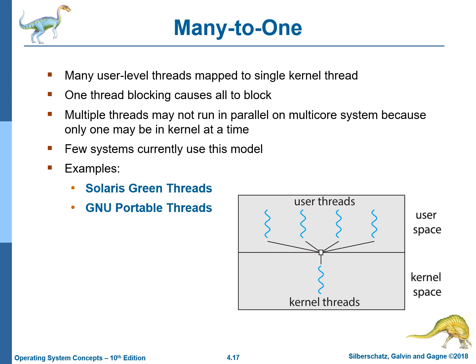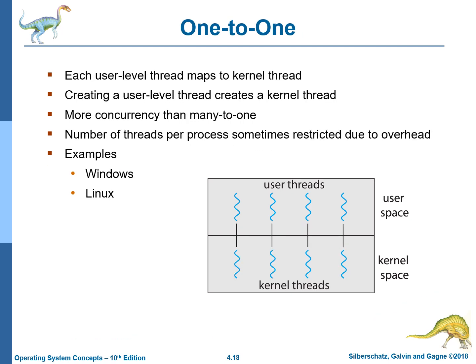Green threads for Solaris and GNU Portable Threads implemented the many-to-one model in the past, but few systems continue to do so today. The one-to-one model creates a separate kernel thread to handle each user thread. The one-to-one model overcomes the problems listed above involving blocking system calls and the splitting of processes across multiple CPUs. However, the overhead of managing the one-to-one model is more significant, slowing down the system. Most implementations of this model place a limit on how many threads can be created. Linux and Windows from 95 to XP implement the one-to-one model for threads.